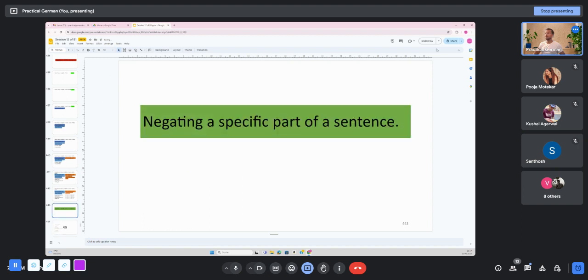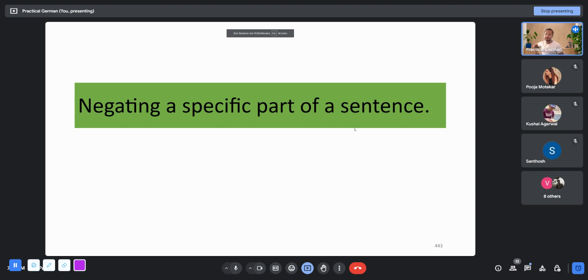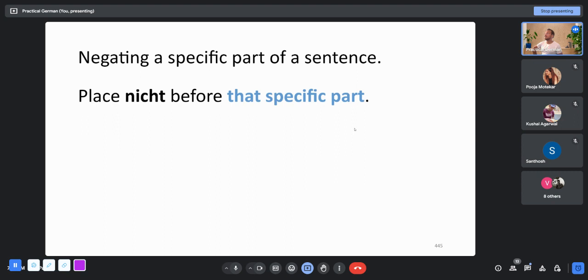Let's talk about what Kushal asked. He is saying he was negating a specific part of a sentence. So we will start doing that. That sentence can have many parts. Let's start with the easier ones. How do we negate a specific part of a sentence? All you have to do is place nicht before that specific part, whatever that specific part is.